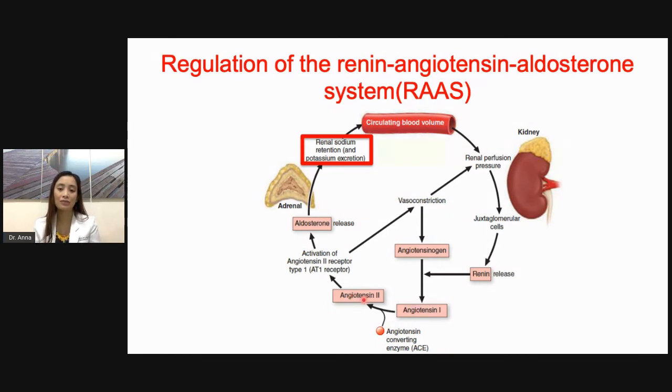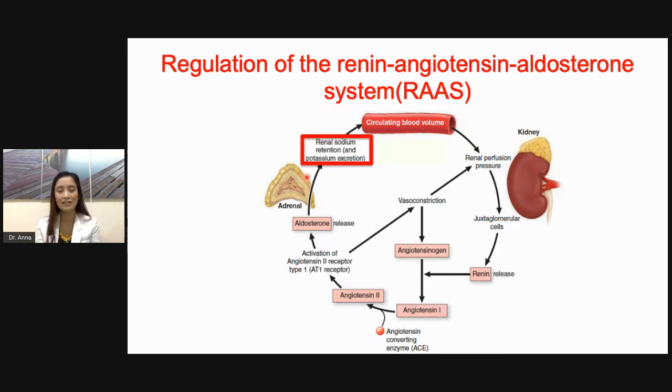And your angiotensin 2 is a very powerful vasoconstrictor in the body and results in vasoconstriction, therefore increasing your renal perfusion pressure. It's a feedback mechanism as well. And aside from stimulating vasoconstriction, your angiotensin 2 also activates your angiotensin 2 receptor type 1, or your AT1 receptor, and this causes the release of your aldosterone from your adrenal cortex.